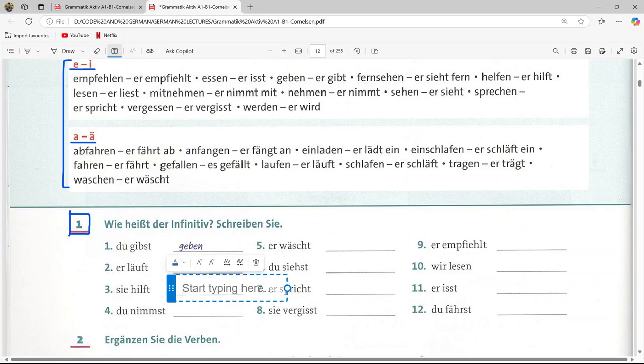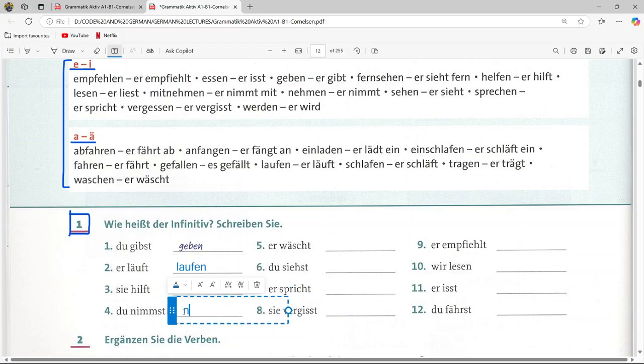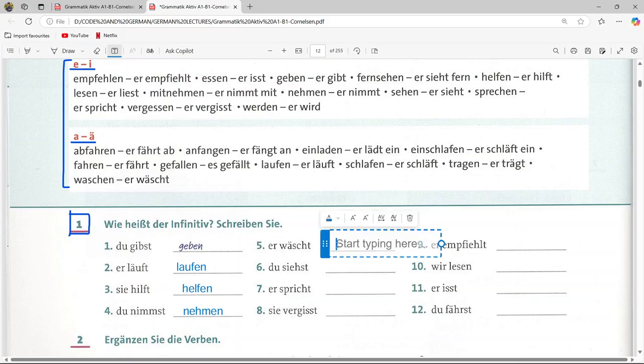Sie hilft. So the normal form is helfen. Du nimmst. Normal form is nehmen. So geben means to give, laufen means to run, helfen means to help, nehmen means to take. Wäscht. Normal form is waschen.